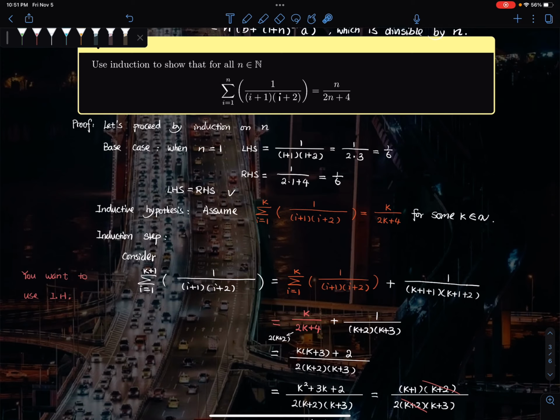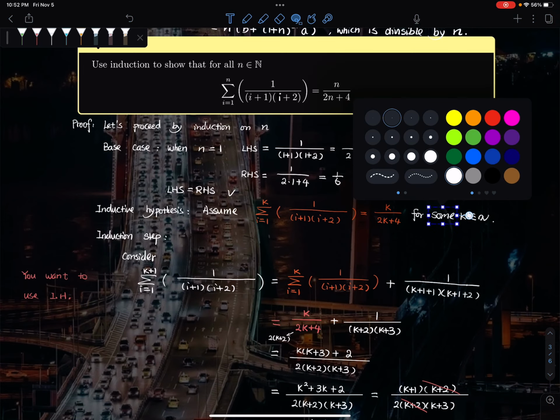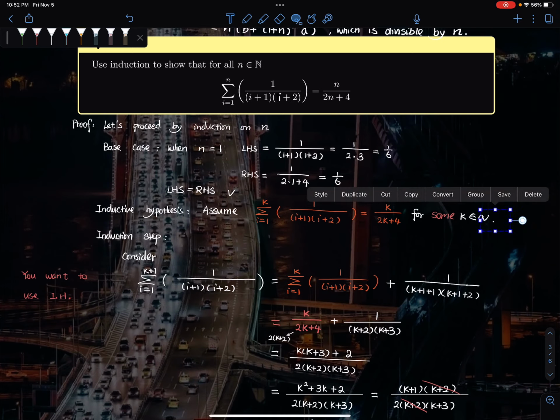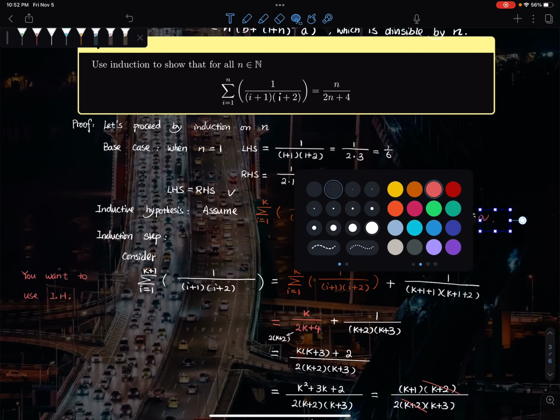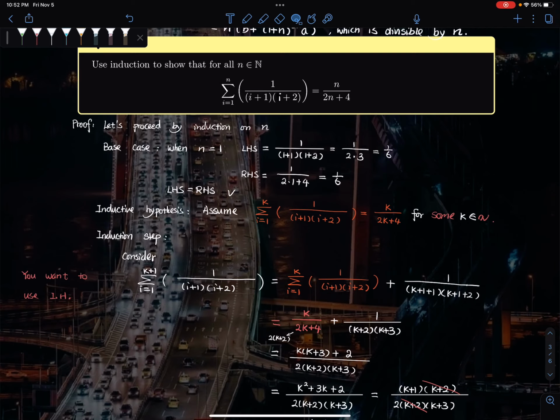Anyway, you want to assume whatever you have here is true for some k in natural numbers. Again, for some k in what? In natural numbers. Those are common mistakes. For some k in natural numbers, it's not for any, not for all. And then you have the induction step.